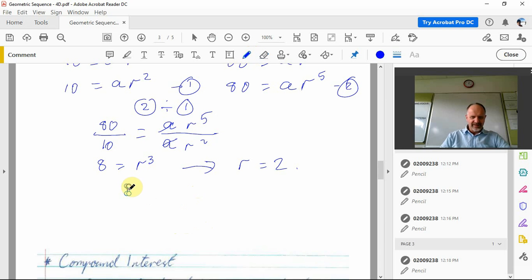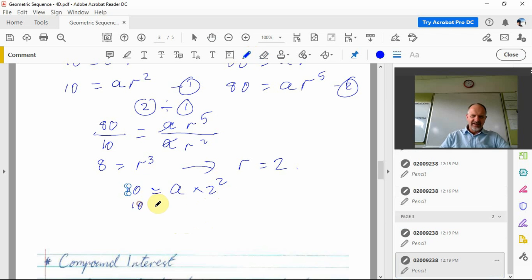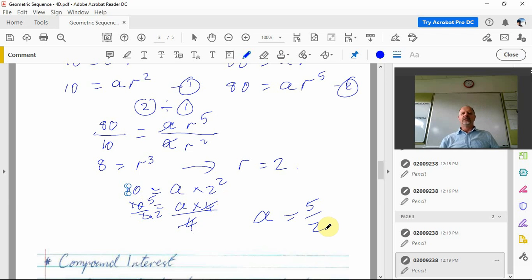So 10 equals a times 2 squared. 10 equals a times 4. Divide by 4. Goes into itself. 2 goes into 4 twice and into 10 5 times. Cancels there, the 4's. So a is 5 over 2. All right, I'm not concentrating. Need to concentrate better.